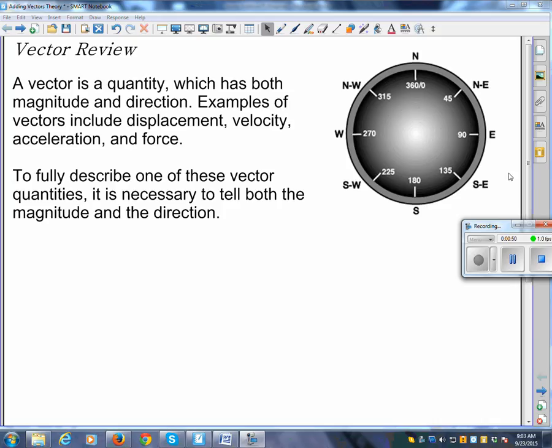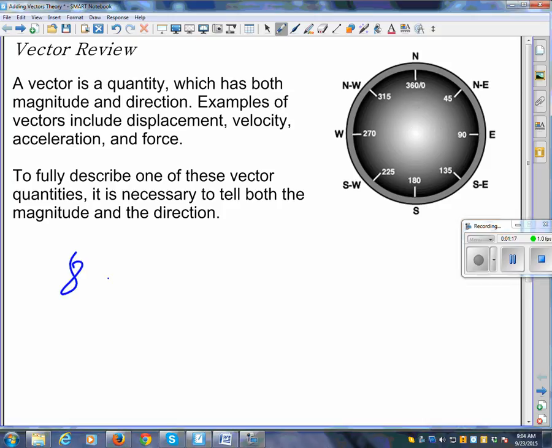Okay, so what is a vector? A vector is a quantity which has both magnitude and direction. Examples of vectors include displacement, velocity, acceleration, and force. To fully describe one of these vector quantities, it's necessary to tell both the magnitude and the direction. What do I mean when I say magnitude? The size, exactly. So give me a pirate treasure map vector, Carter. That's just an example one that you might have drawn the other day.